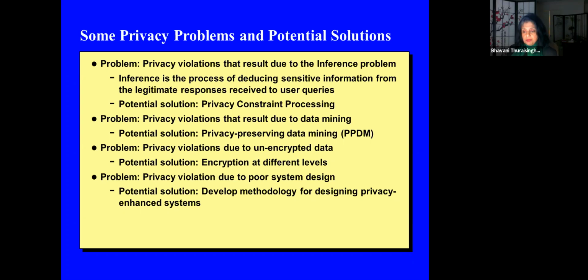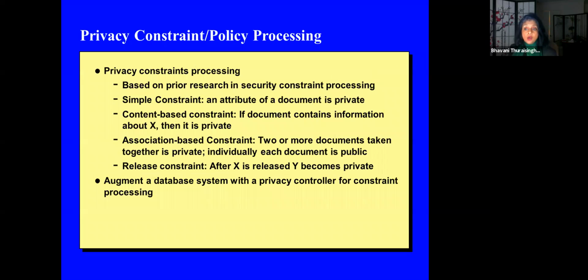Develop methodologies for designing privacy-enhanced systems. Okay, so what is a privacy constraint? I'm also calling it policy because that's what the security folks have been calling it, although now I want to think twice before using the word policy. But for now, let's call it either constraints or policies or rules.